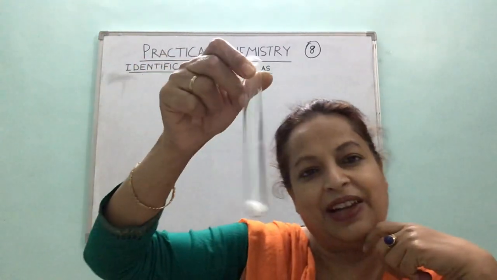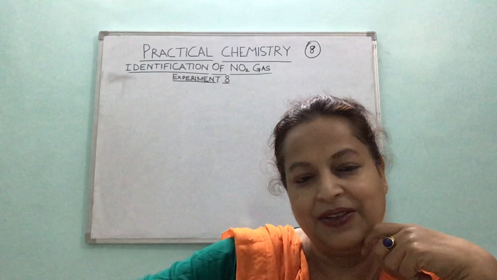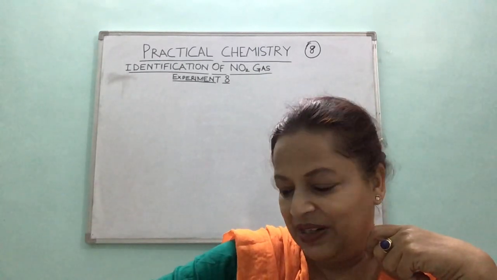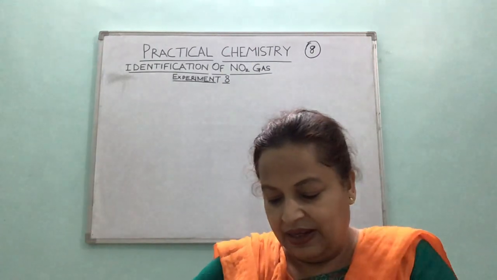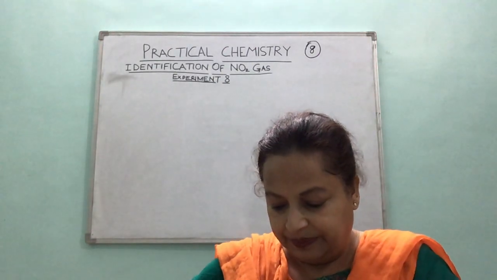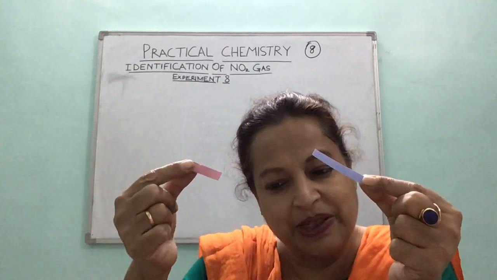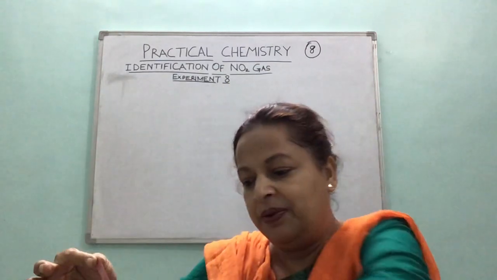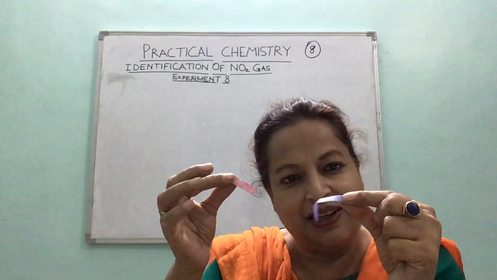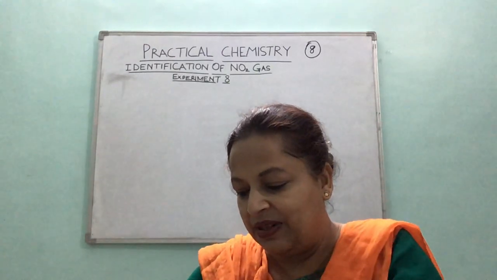So I've taken lead nitrate here. It would be the action of heat on lead nitrate, and the litmus papers are arranged here. Red and blue litmus paper. So you'll just moist it and keep it here. This is moist blue and moist red litmus paper. So I'll arrange it and keep it here.